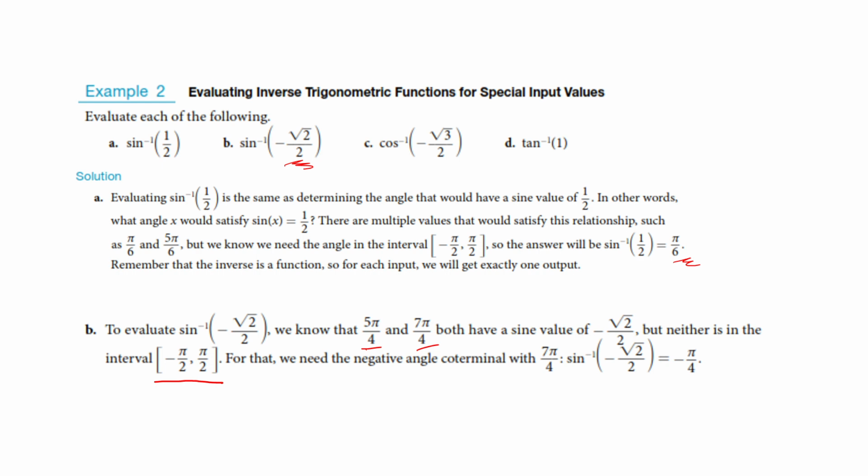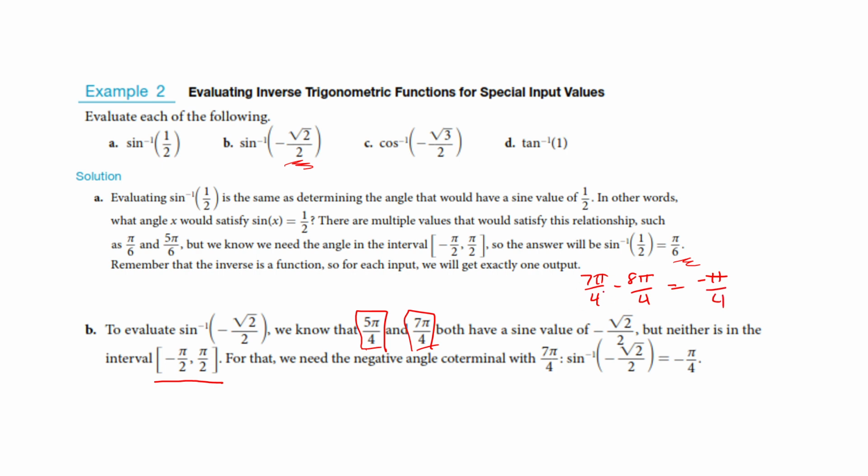So what are we going to do? Well, we have to use a coterminal angle. These two angles have this value of sine, but they're not in this range for the inverse. So I'm going to use coterminal angles and try to force it into this region. These are too big, so I'm going to take away one spin around the circle. Do you see that this would create negative pi over 4?